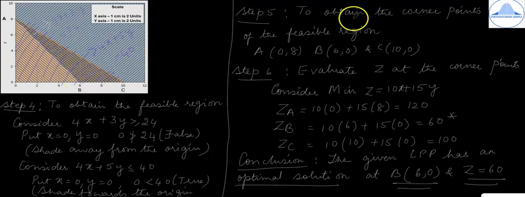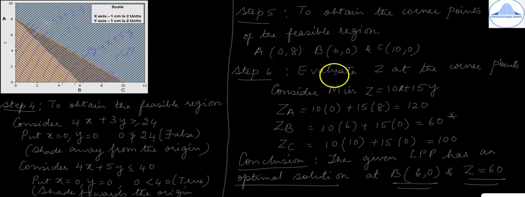So step 5, to obtain the corner points of the feasible region. In this particular triangle, the corner points are denoted by A, B and C. So A is 0, 8, B is 6, 0 and C is 10, 0.